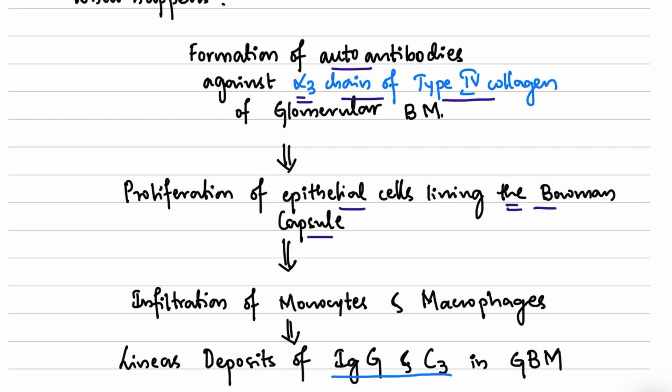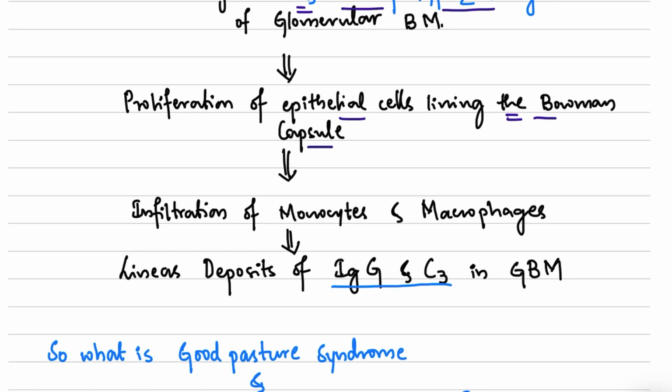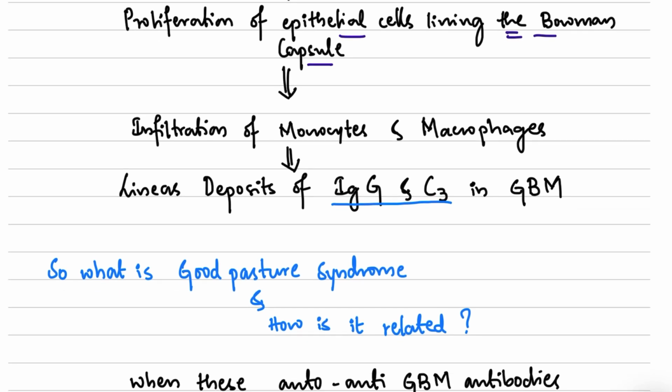What do we have? We have formation of autoantibodies against the alpha 3 chain of type 4 collagen of the glomerular basement membrane. This leads to proliferation of the epithelial cells lining the Bowman's capsule, leading to infiltration of monocytes and macrophages, and finally the linear deposits of IgG and complement 3 in the glomerular basement membrane.